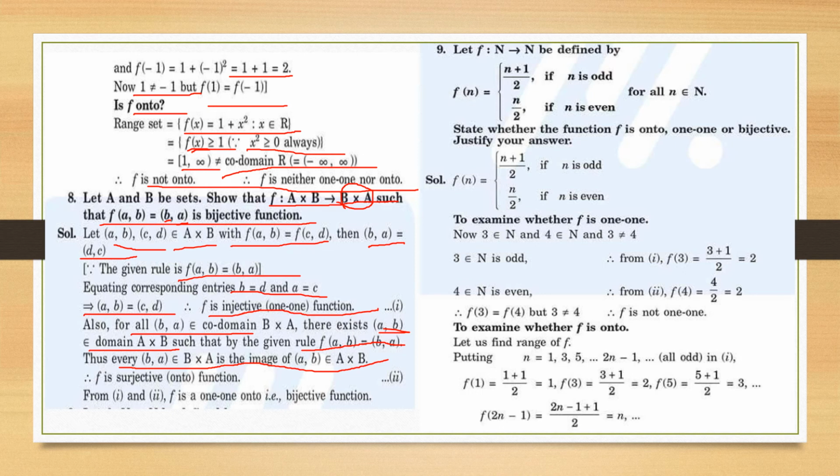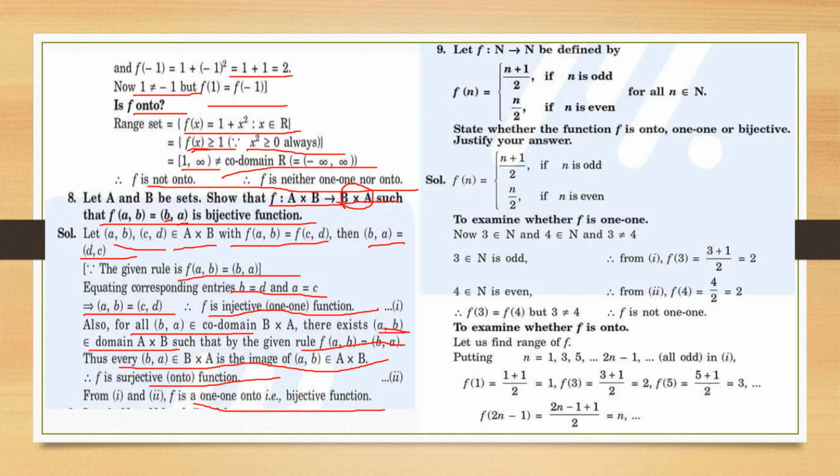You see that the images are just getting twisted here. So for every BA belonging to B cross A, there is an image of AB belonging to A cross B. Definitely it is going to be onto. Hence it is both one-one and onto, that is, bijective.